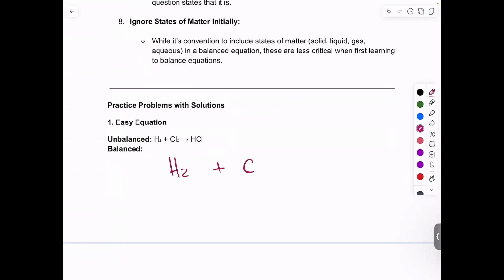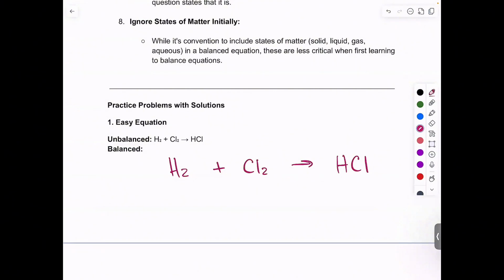One of the problems I always had was not leaving enough space for coefficients. So we are going to balance. We have hydrogen combining with chlorine gas. I think these are gases, if I'm not mistaken. They come together to form HCl, hydrochloric acid, typically. So we have H2 and Cl2 combining to form HCl.